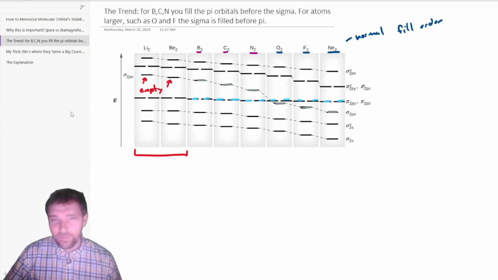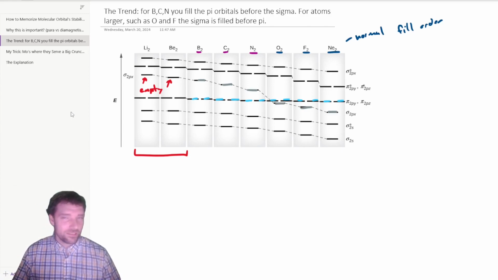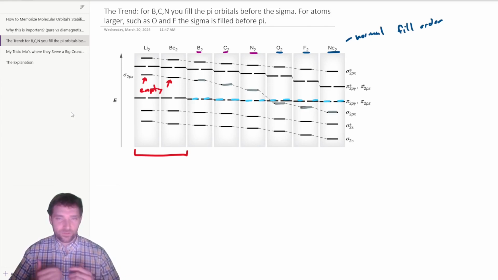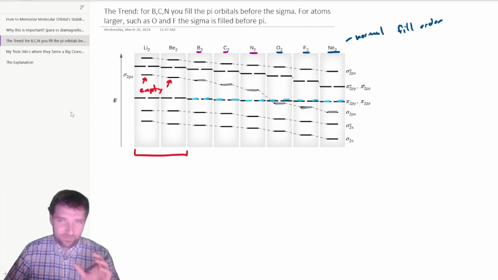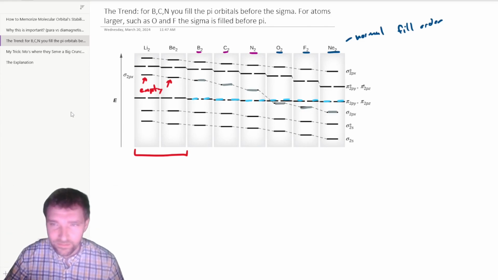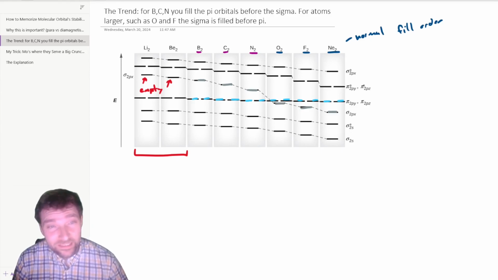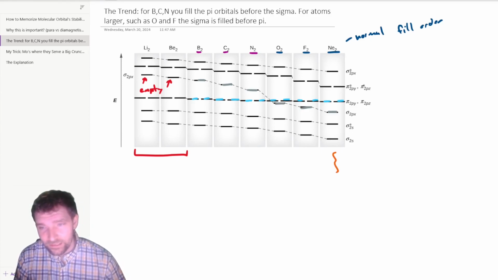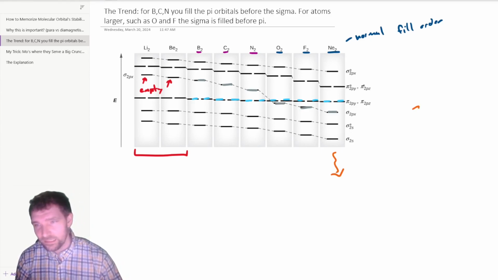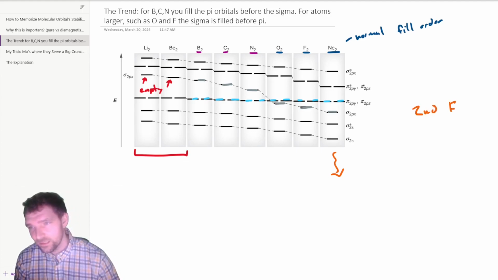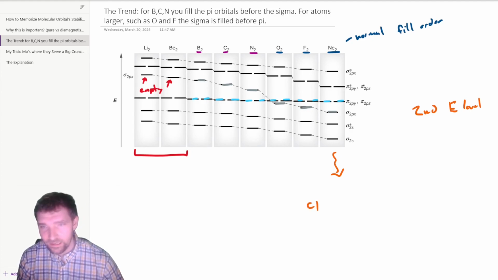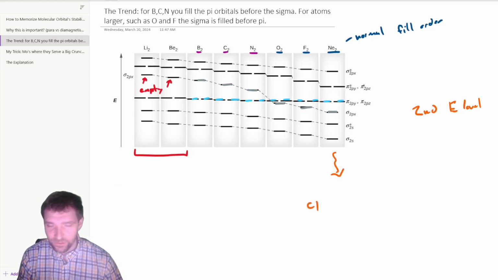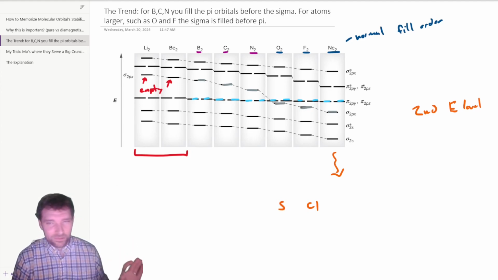So that's the trend visualized, and you can see how this fill order is different for things that actually have this stuff in, where we've got the BCN and then the O, F, and the neon. Interestingly enough, you typically only do this for the second energy level. You could do this for chlorine and sulfur and all those other things. They do have a similar fill order, but they typically don't do that.